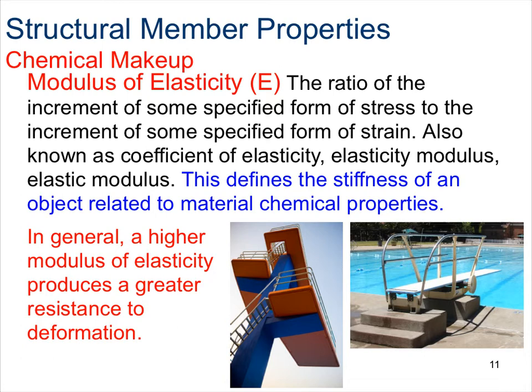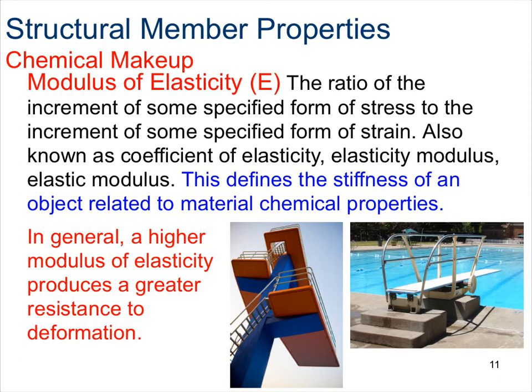Now let's take a moment to summarize the difference between the modulus of elasticity and the moment of inertia. Recall that the moment of inertia is the stiffness of an object related to its shape, whereas the modulus of elasticity is the stiffness of an object related to the material's chemical properties. So in essence, the moment of inertia is associated with the shape of the structural member.